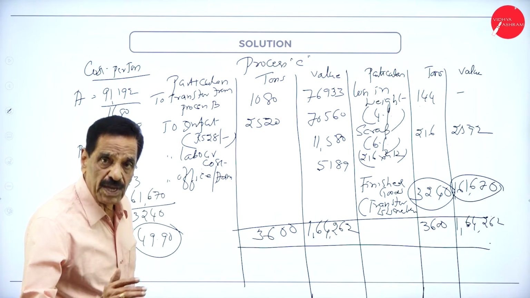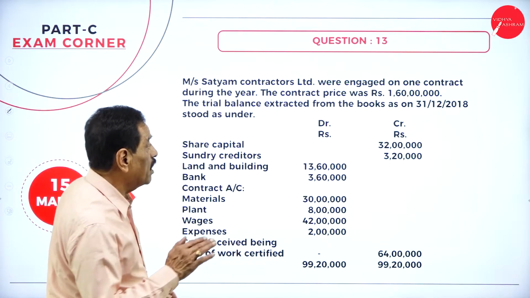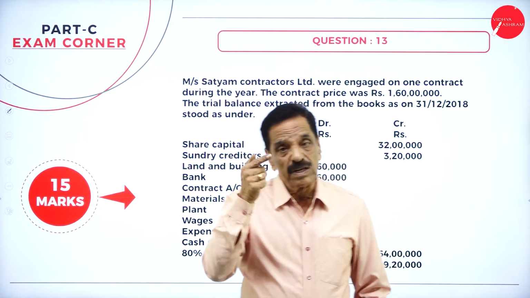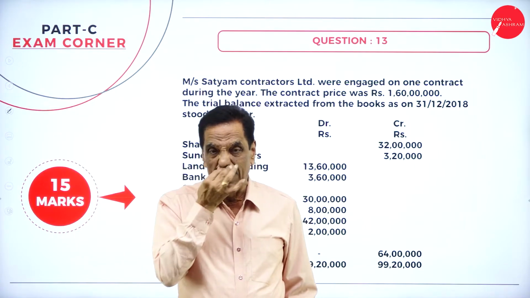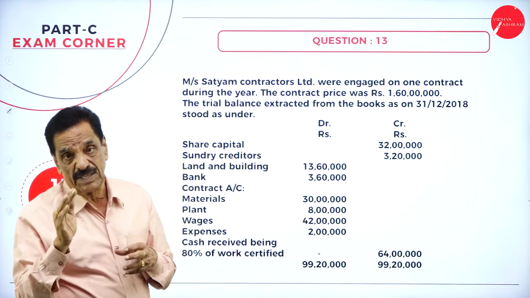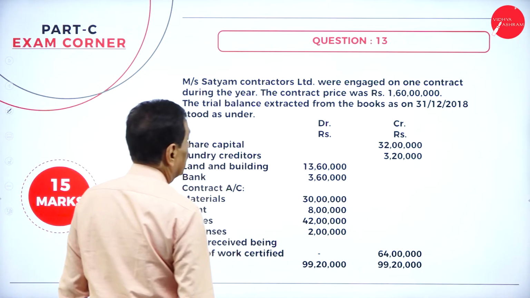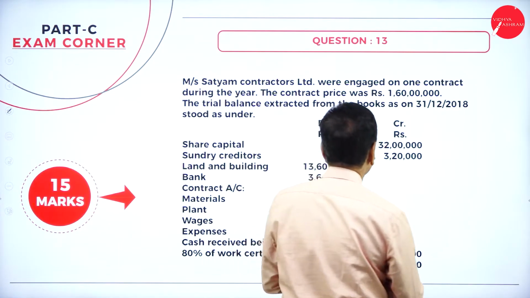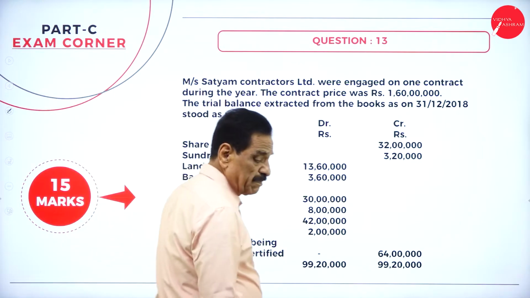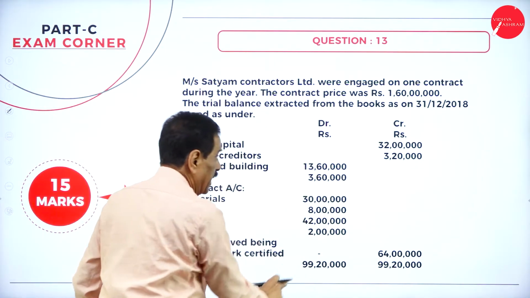We have done the process A, process B, process C. So it goes in favor of the contract account. In a contract account, we have two parties. One is called the contractor, another is called the contractee. The contractor is one who executes the work, whereas the contractee is the owner who wants to construct the building. The contract price is given. The contract price was 1 crore 60 lakh. So they had given the trial balance.